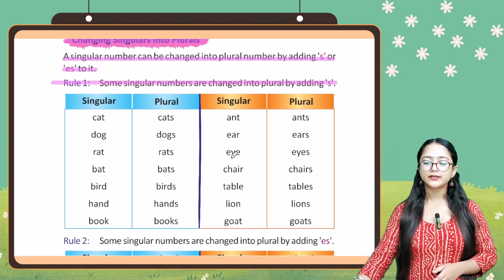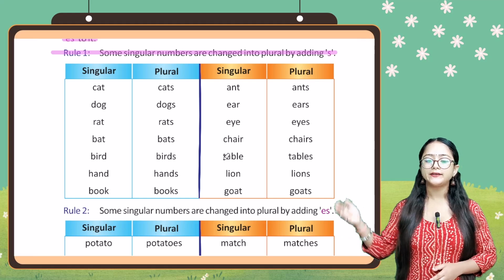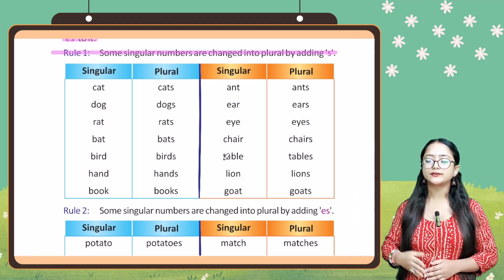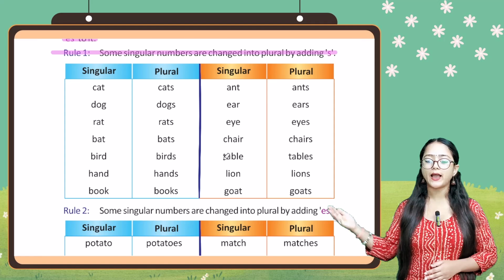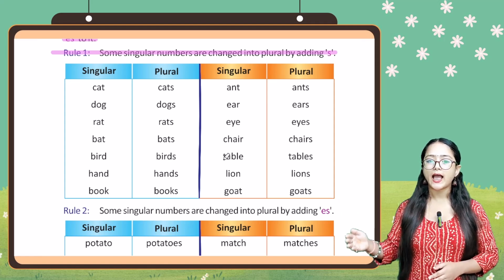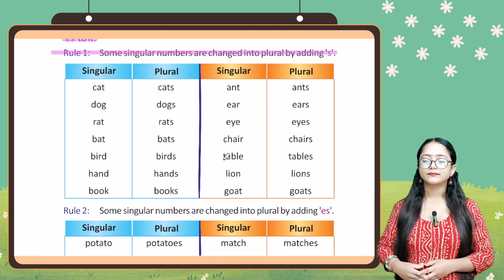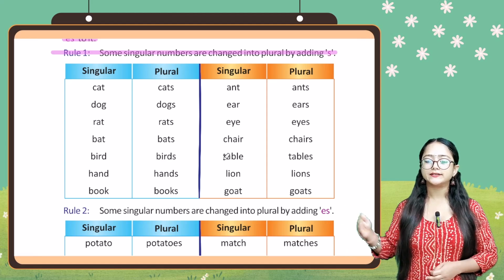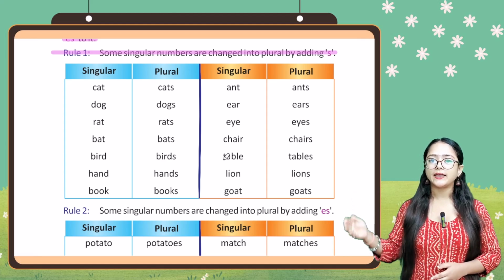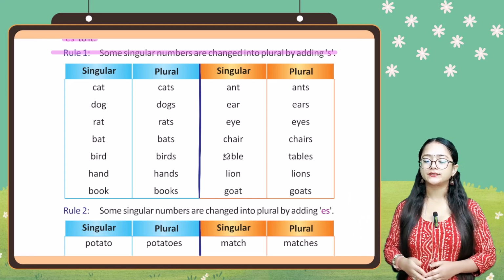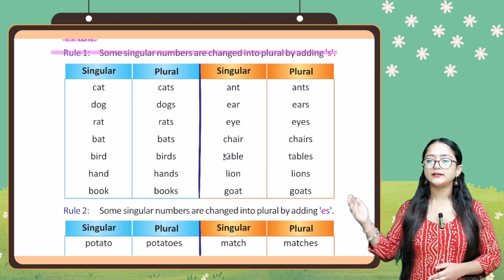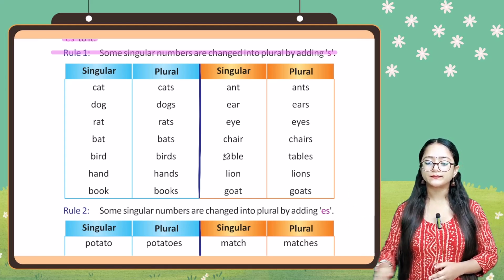Here you can see in the table also: cat, cats, dog, dogs, rat, rats, bat, bats, bird, birds, hand, hands, book, books. Next one, ant, ants, ear, ears, eye, eyes, chair, chairs, table, tables, lion, lions, goat, goats.